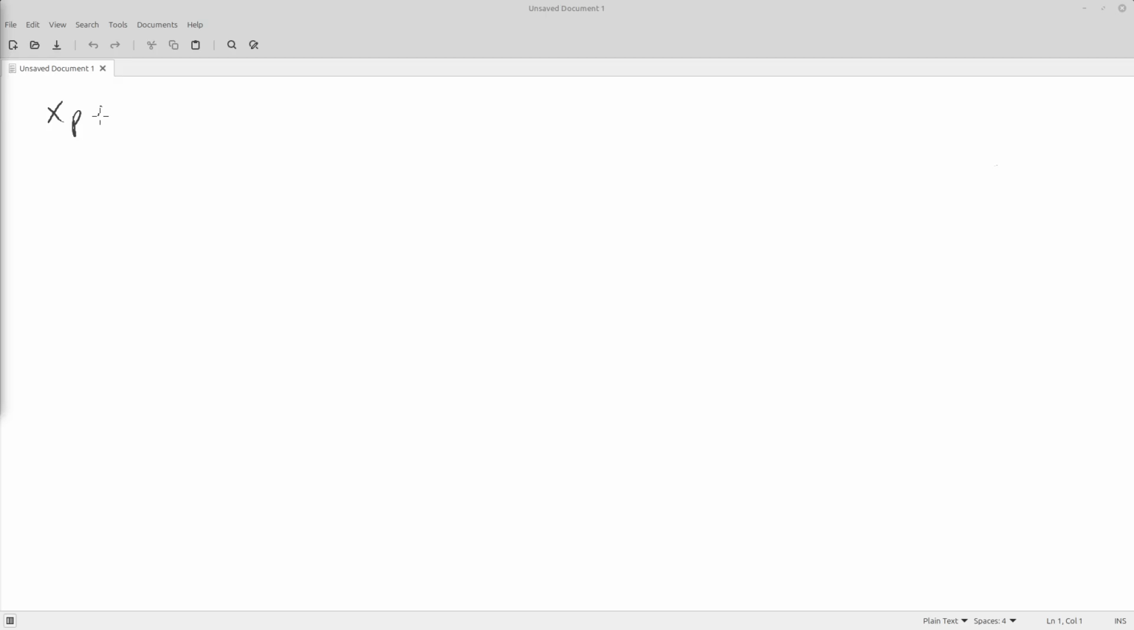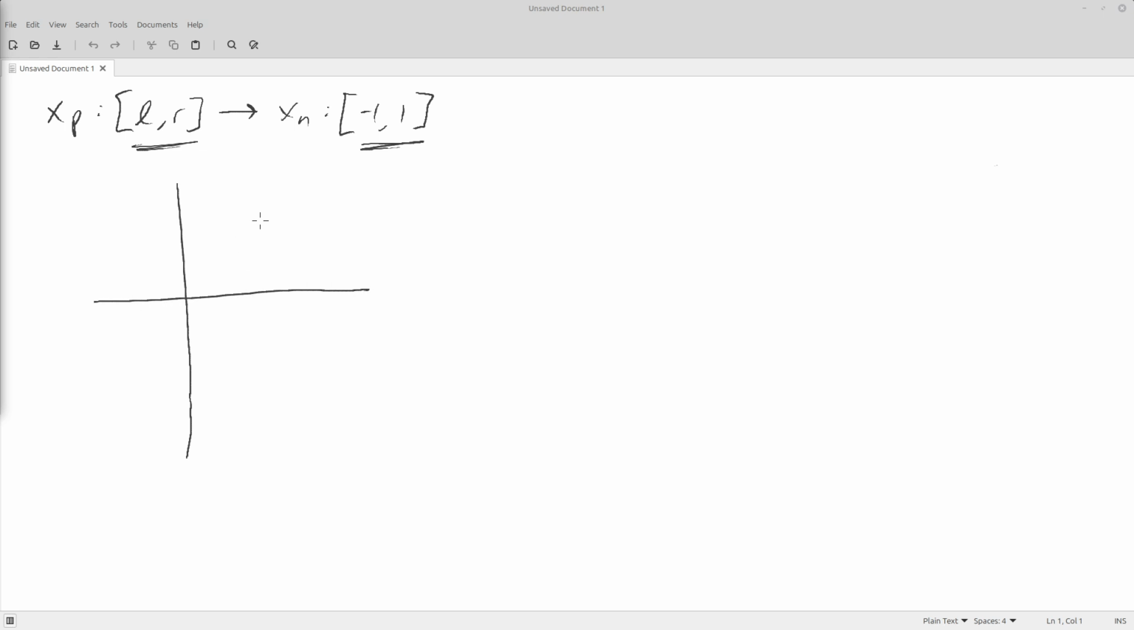So x sub p, again, was in the range of left to right. Convert it to normalized device coordinate range, -1 to 1. How do we do this? Well, what we're really saying here is that this is a point, and this is a point. These points exist on the same line. If you think about a graph, we have a point here. Yeah, you have a linear relationship.